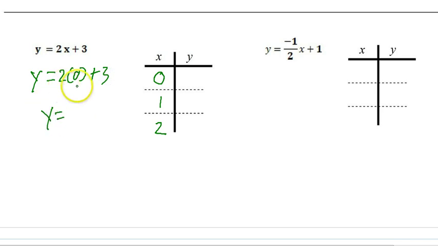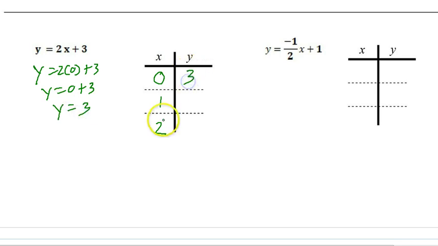So y equals, that's 0. Y equals 2 times 0 plus 3. So that's y equals 0 plus 3. So that means y equals 3. And then there is one solution. Let's try it again. Y equals 2 times 1 plus 3. So y equals 2 plus 3. So y equals 5. There's another solution.